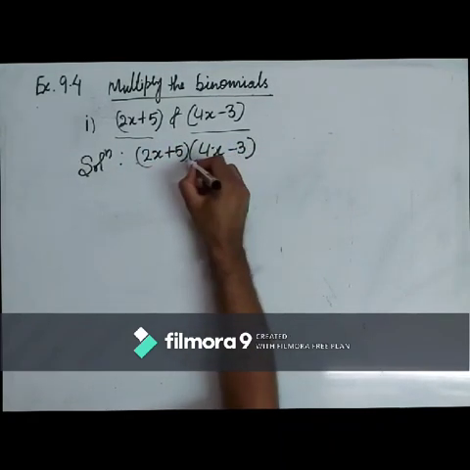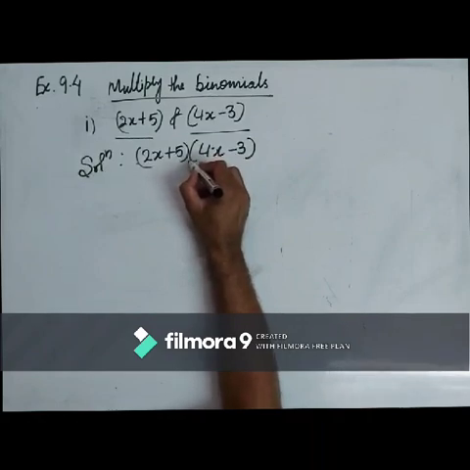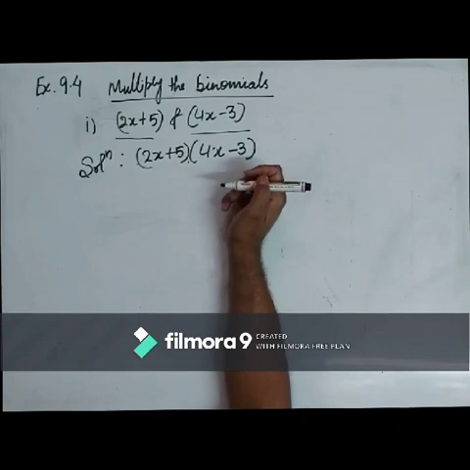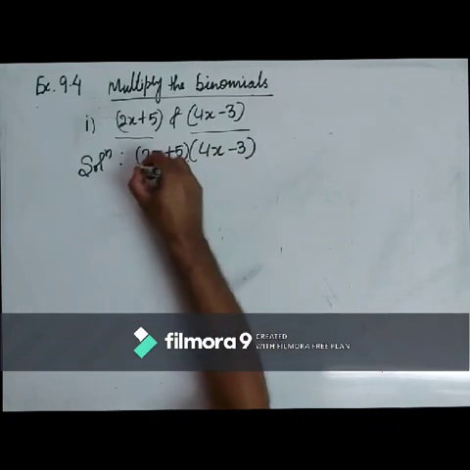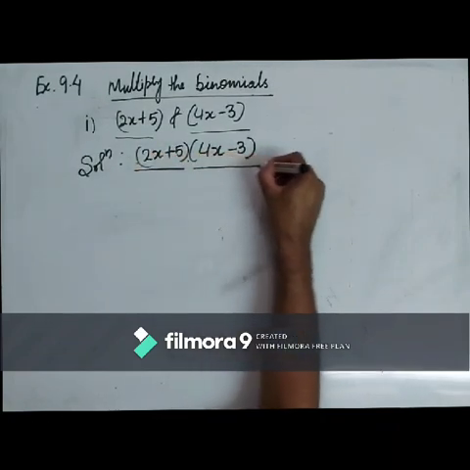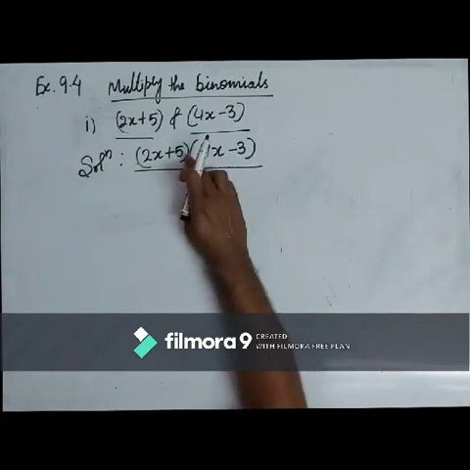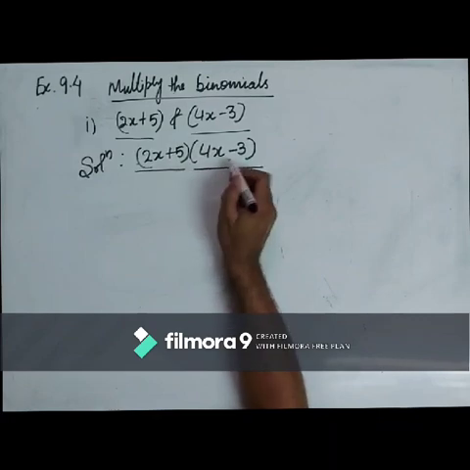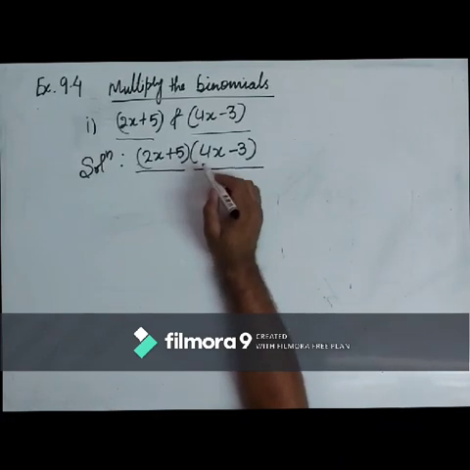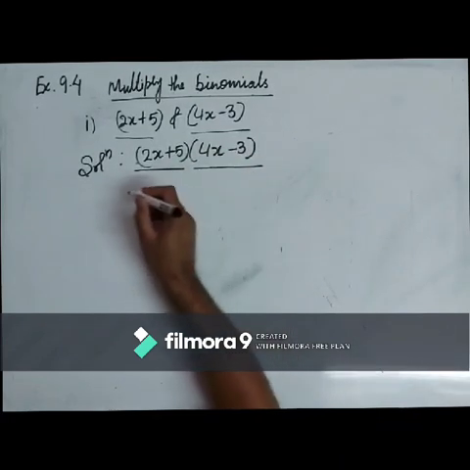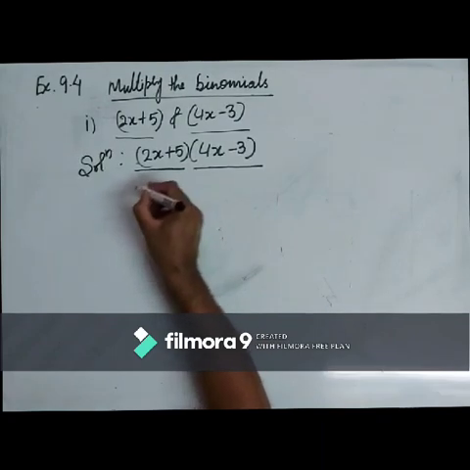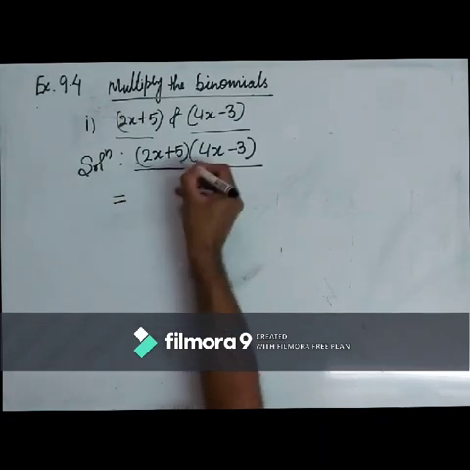So write them without any sign between them. Here we have a multiplication sign, right? So we have two binomials and a multiplication sign between them. Without the multiplication sign, it is understood that these are in product format, right? So now there is a simple method.